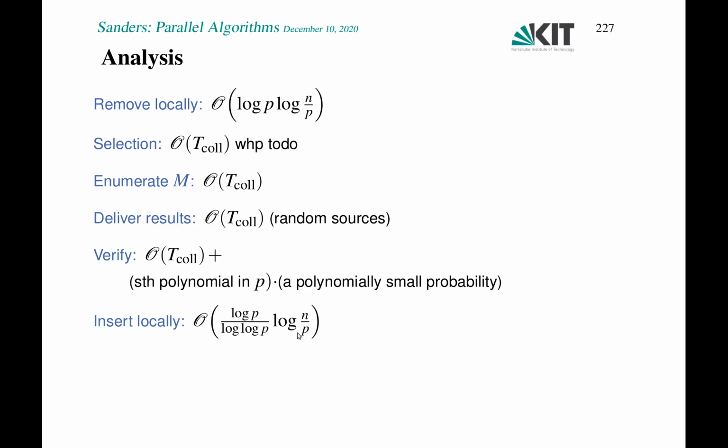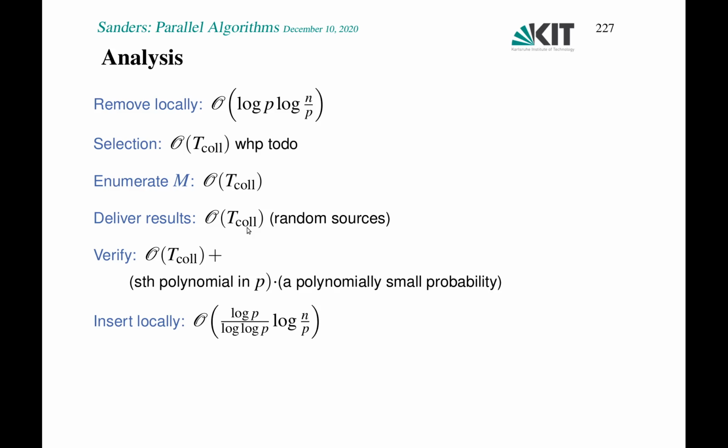So let's analyze this algorithm. Removing locally is order log p delete min operations in, say, a binary heap of size n over p. So it's log p times log n over p. We will see later that the selection operation can actually be done in time order T collective with high probability. As I said, enumerating the elements is basically a prefix sum, and delivering it can also be done in time order T collective.